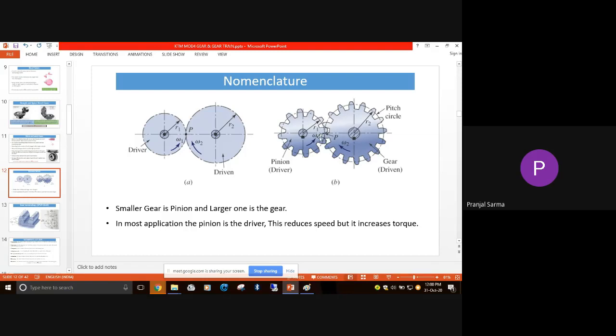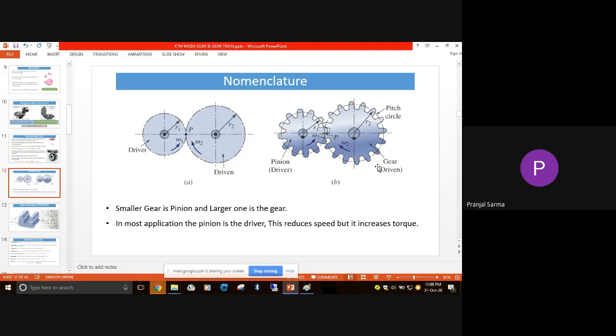But if I have to draw each and every time a gear showing all the teeth, it will be difficult for us. So that is the thing. And generally the smaller gear is known as the pinion, as we have already discussed. The bigger gear is known as the gear, and generally the smaller gear is the driver. The bigger gear is generally considered the driven, if nothing is mentioned.